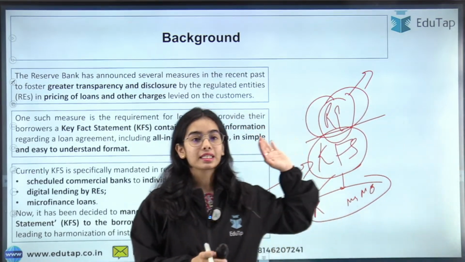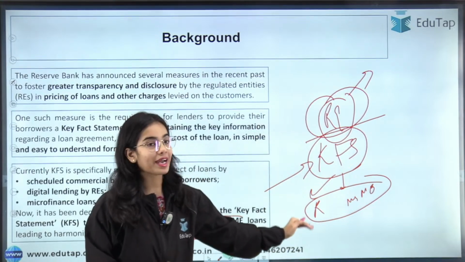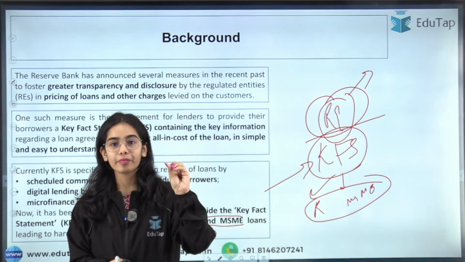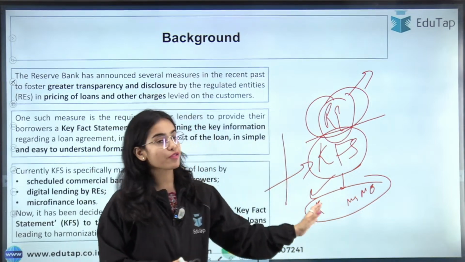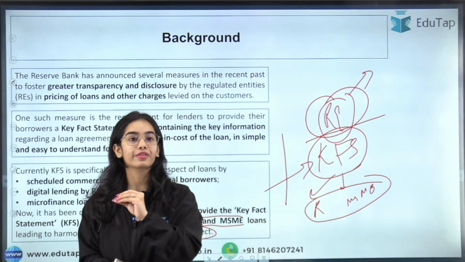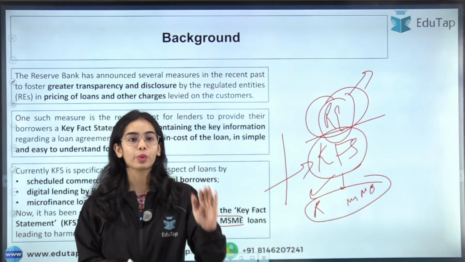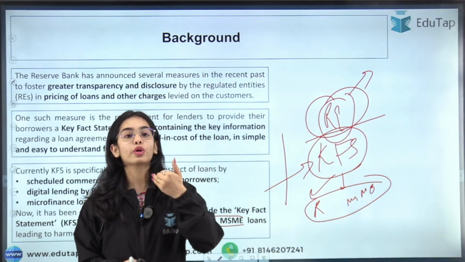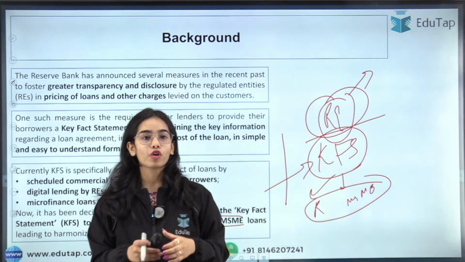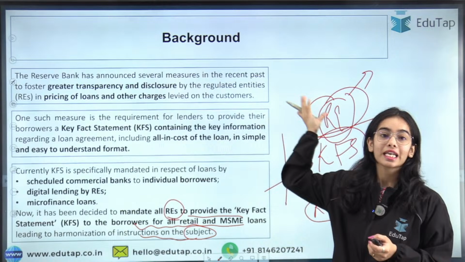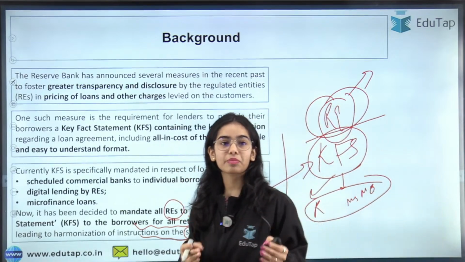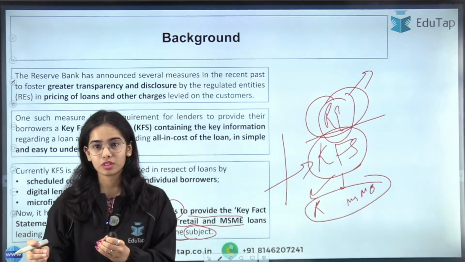Remember this: this is the idea that was provided in the Statement on Developmental and Regulatory Policies document in February 2024. It was said that we are going to bring guidelines that are harmonized for all the regulated entities. Now they will have to provide the key fact statement for all retail and MSME loans.